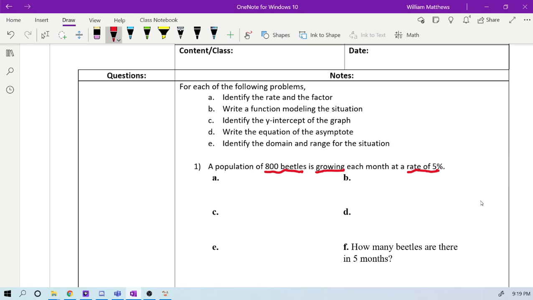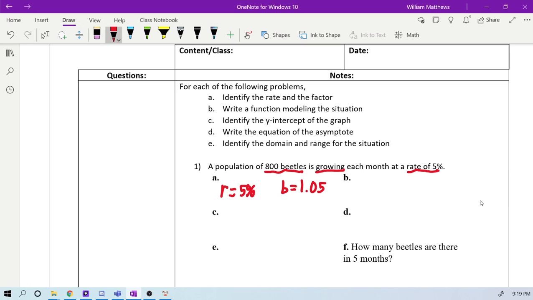So A asks to identify the rate and the factor. In this case, our rate is 5%, whereas our factor, which we labeled as b, is equal to 1 plus our rate as a decimal, which would be 1.05.